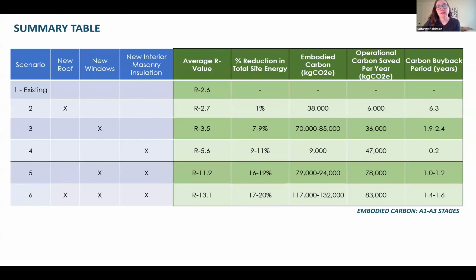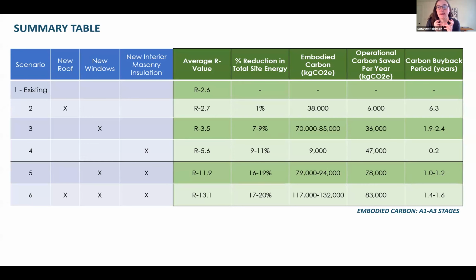And so what we were doing is having to pull all this information together and taking a look at the embodied carbon and the operational carbon saved. And what we did is we translated the operational energy reduction into operational carbon and put it all in the same units so that we could compare apples to apples here. And then what we did was calculate a carbon buyback period.